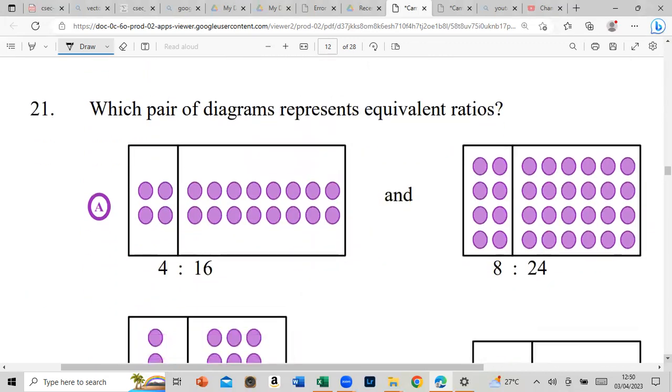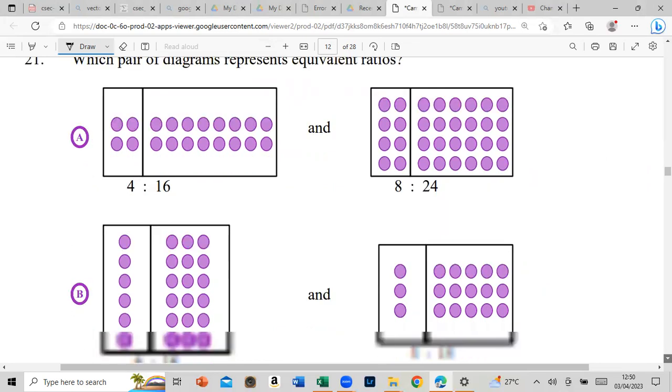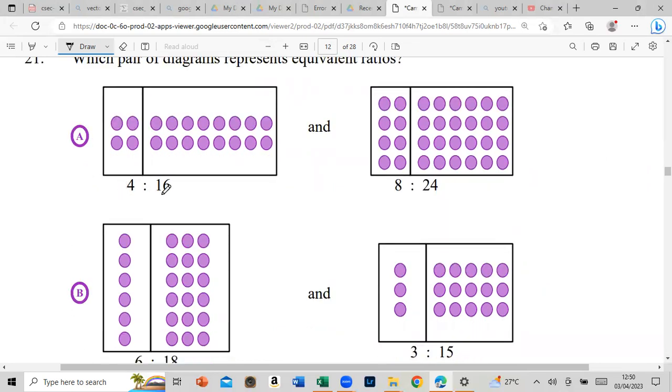21 says which pair of diagrams represent equivalent ratios? Equivalent ratio means when you break them down to their lowest terms, you get the same answer. So let us break this down. We have 4 to 16. Which number can go into 4 and 16 without a remainder? So we're going to break down the ratio to its lowest terms. To do that, we divide both of these by the same number. It has to be the same number. So we're going to use 4 to divide both of them by 4.